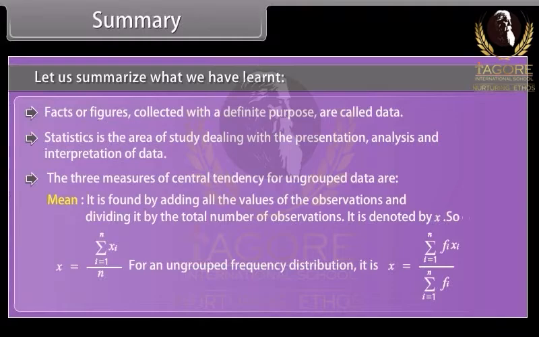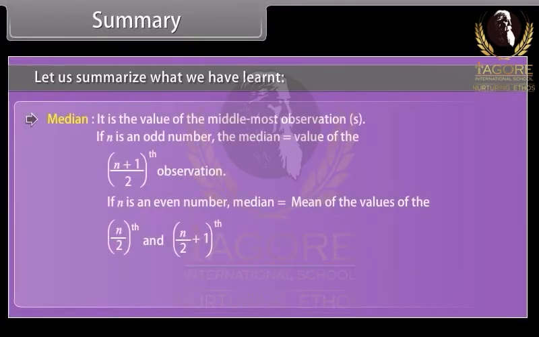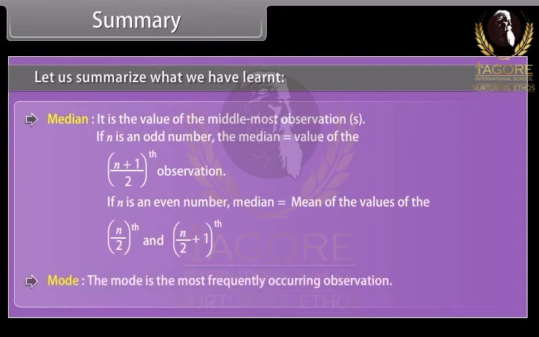So, for an ungrouped frequency distribution, it is Median. It is the value of the middlemost observations. If n is an odd number, the median is equal to the value of the (n plus 1) whole upon 2th observation. If n is an even number, the median is equal to the mean of the values of the n upon 2th and (n upon 2 plus 1)th observations. Mode. The mode is the most frequently occurring observation.